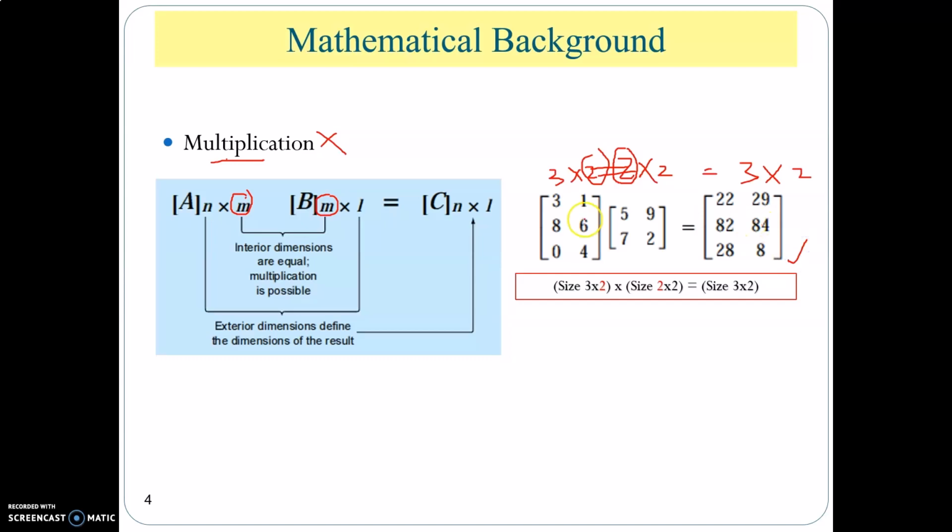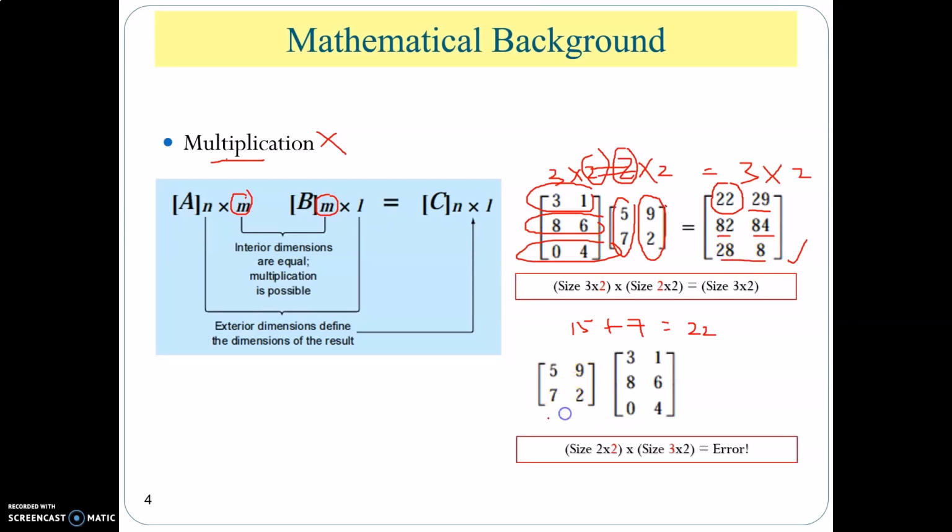To obtain this answer, first of all, you take the first row and multiply with the column here. So 3 multiplied by 5, you get 15, plus 1 multiplied by 7, you get 7. So the total is 22. With that, you obtain this element. Then you continue to multiply 3, 1 with the second column here to obtain this result. And then followed by this row. If you multiply with the first column, then you obtain 82. Second row multiplied with the second column here, you obtain 84. And if you continue with the last row, then you should be able to obtain this answer.